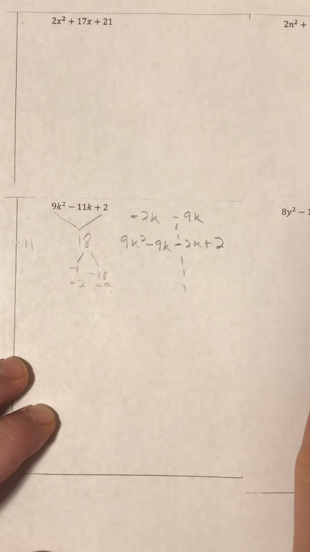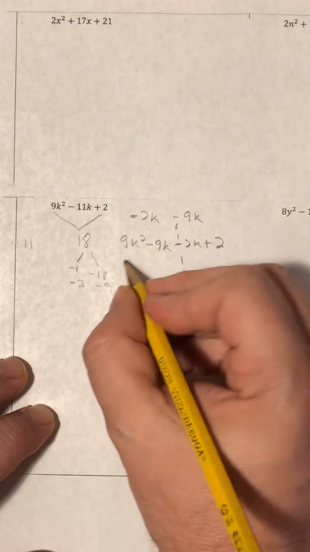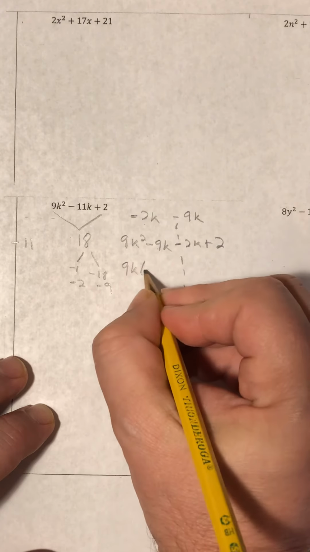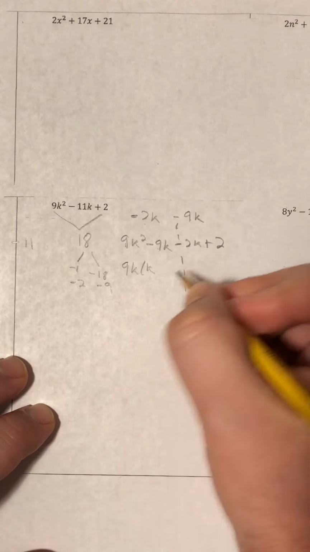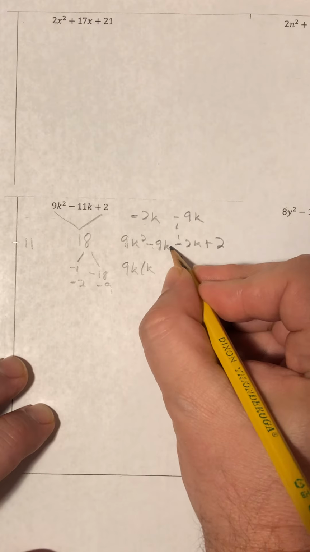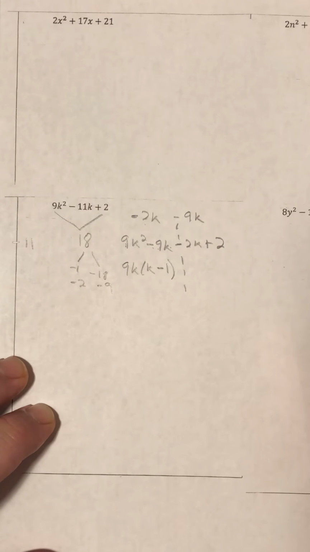I'm going to take out common factors from each side. So the greatest common factor of 9k squared and 9k is going to be 9k. 9k squared divided by 9k leaves me with just k. And then negative 9k divided by 9k leaves me with negative 1. So I've got 9k times k minus 1 on the left side.